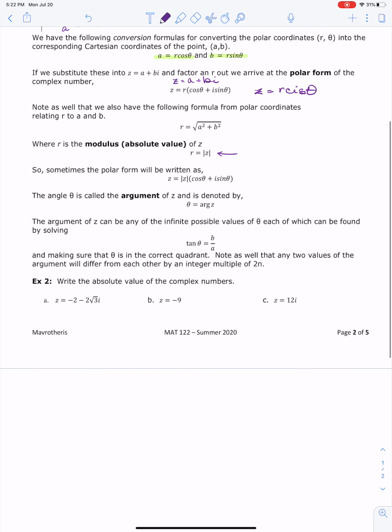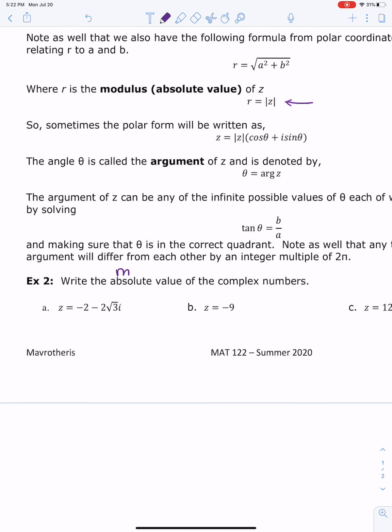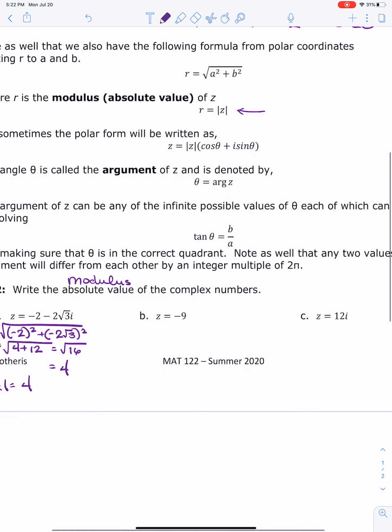So example 2 down here, you're asked to find the absolute value, or the modulus. And that's the square root of a squared plus b squared, in this case 4 plus 12, square root of 16 is 4. So the absolute value of z here is 4.